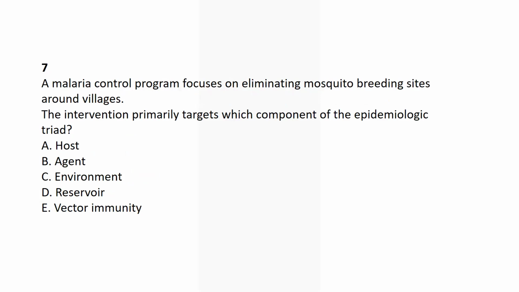Question number seven. A malaria control program focuses on eliminating mosquito breeding sites around villages. The intervention primarily targets which component of the epidemiologic triad? Option A, host, B, agent, C, environment, D, reservoir, and E, vector immunity. Environment.